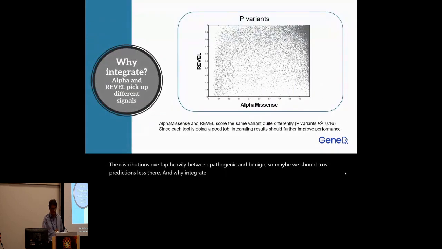And why integrate? The scatter plot compares scores between AlphaMissense and REVEL. Each pathogenic variant is displayed as a dot. The correlation is low, so the tools seem to pick up different signals, and since they are supposedly both doing a good job, integrating them might be a good idea.